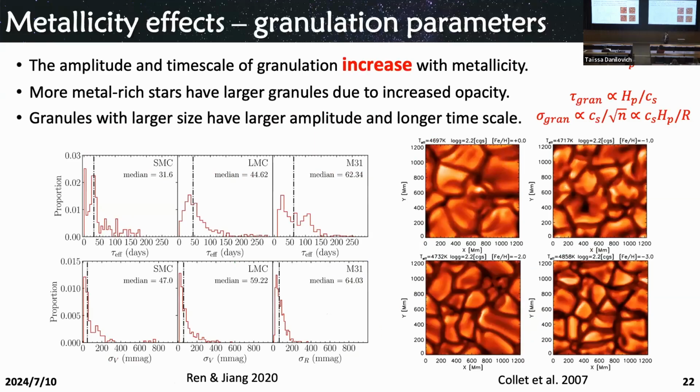As the SMC and LMC cover a wide range of metallicity, it is comparable for us to study the difference in these two galaxies, and we found that the amplitude and time scale of granulation increase with metallicity. That is because the simulation shows that metal-rich stars have larger granules due to their increased opacity, because the granule size is proportional to the pressure scale height HP, and the time scale tau and amplitude sigma are also proportional to HP, and that's why they increase with metallicity.